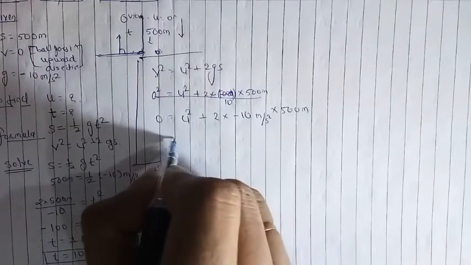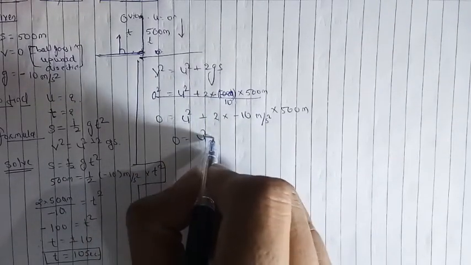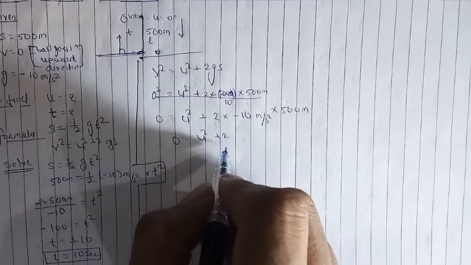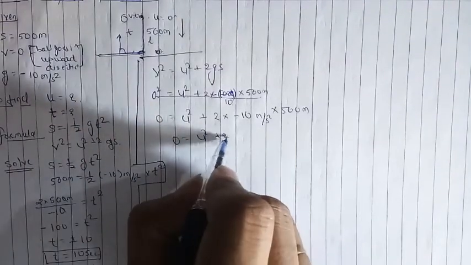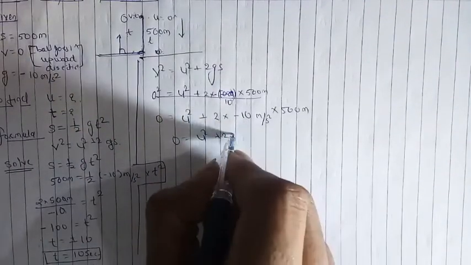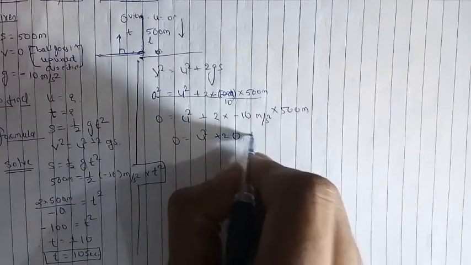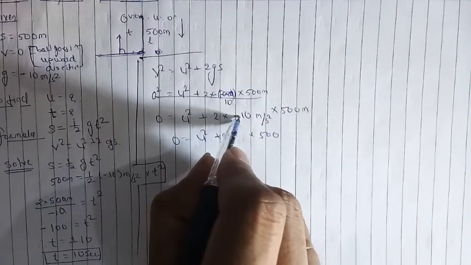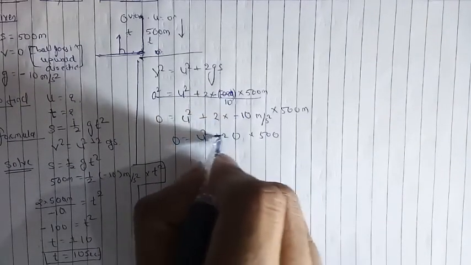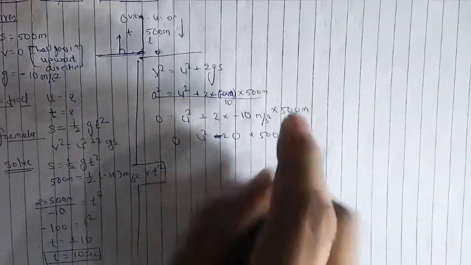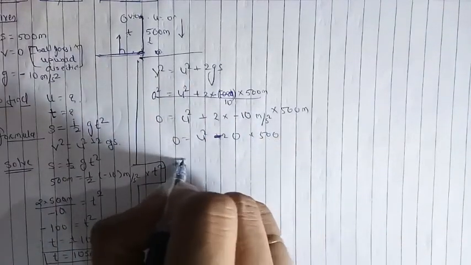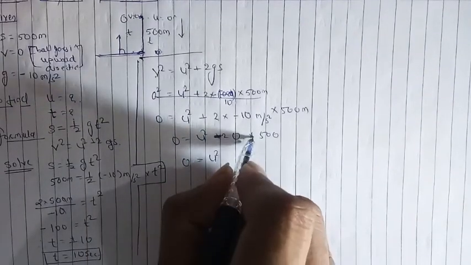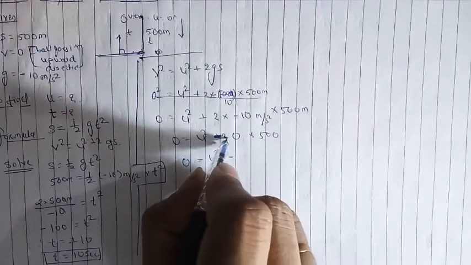We will solve this first, so we get 0 equals u square plus 2a into 2 into 10 is 20 into 500. This will come negative because the 10 is in negative form. So we have to transfer this to the other side. Or we can write one more step first: u square minus, into plus is minus, 20 into 500.